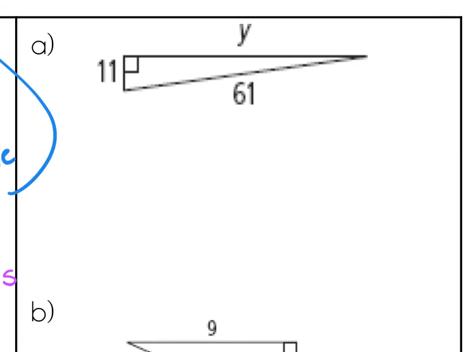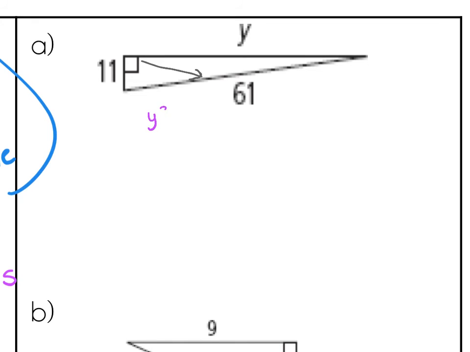All right, so what's the C? It's 11 to... what's the C, what goes by itself? The 61. And how do I know that? It's opposite the right angle, right? This time I don't know if it's the longest because they're kind of close, right? But opposite the right angle is always going to be the longest.